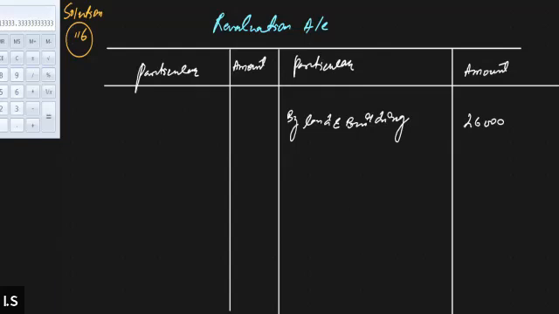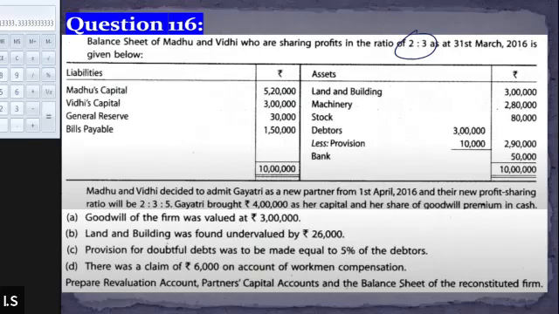Yes. Then the second thing is provision for doubtful debt was to be made equal to 5% of the debtors. Now see, we already have made a provision for doubtful debts, right? Debtors standing at 3 lakh, we made a provision of 10,000, and after subtracting the provision, we have a value of the debtors as 2,90,000. But what does the question require us to do? The question is telling us that the provision for doubtful debt is needed to be prepared at 5%.